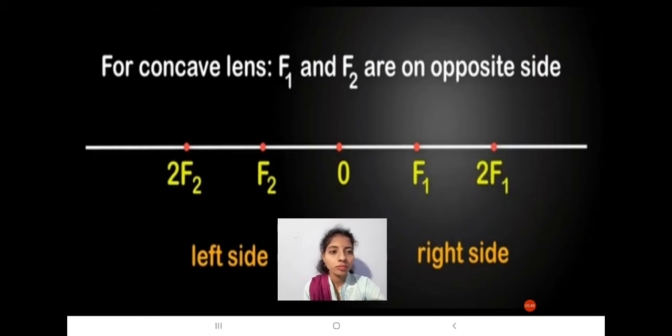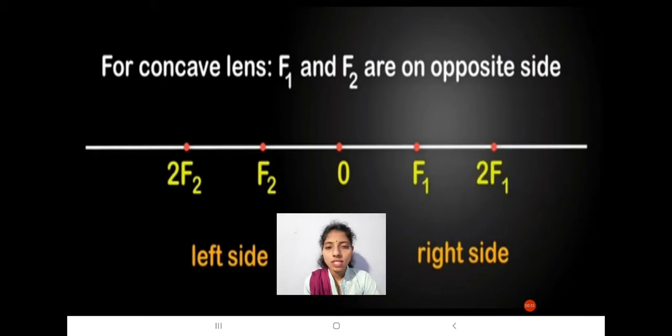Yes, here for concave lenses F1 and F2 are on opposite sides. So F1, 2F1 are on the right side and F2 and 2F2 are on the left side.